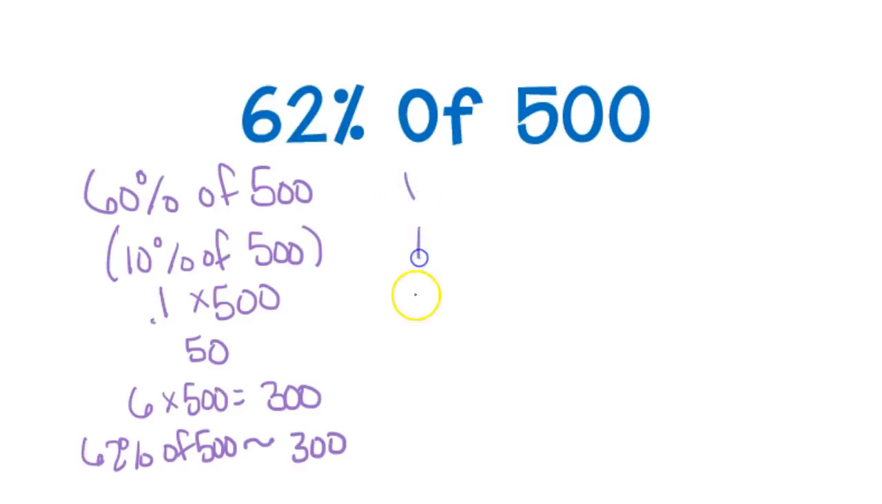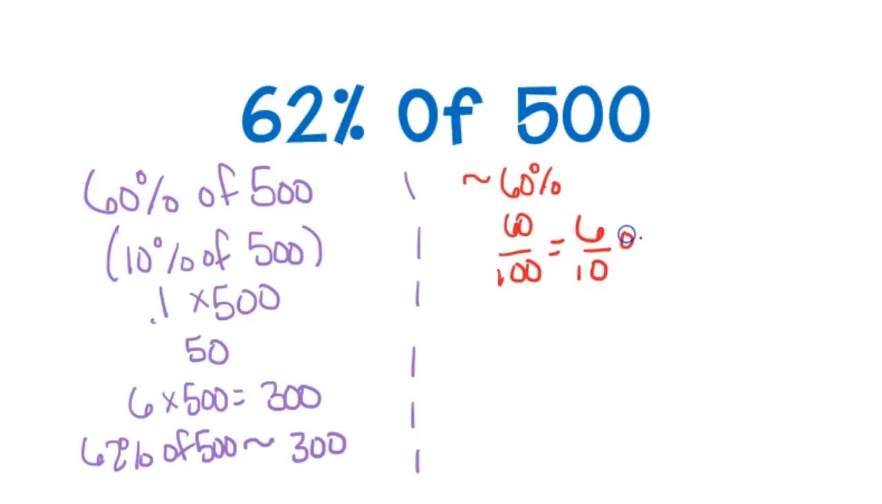So that, I'm going to split my screen right here because that's one way to estimate 62%. Another way to think about this is to think about our 62% or our 60 as we estimate. Again, we're going to estimate this to 60%. We know that 60% is 60 over 100. When we reduce this, we can get 6 over 10 or 3/5.